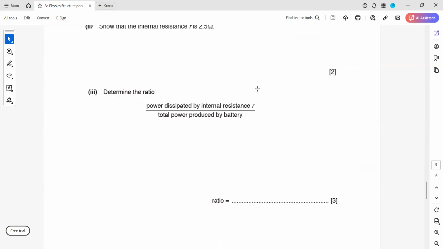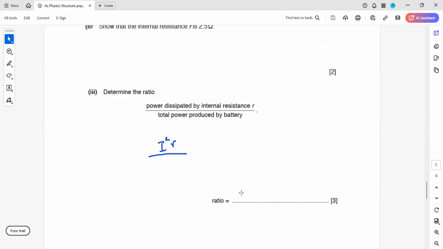Determine the ratio of the power dissipated in the internal resistance and the total power produced by the battery. So the power dissipation formula is always I squared R, where I is the current and R is the resistance. And for the output power dissipated, you can take a different formula as well. That's fine. If you want to use a different formula, it will not make a difference.